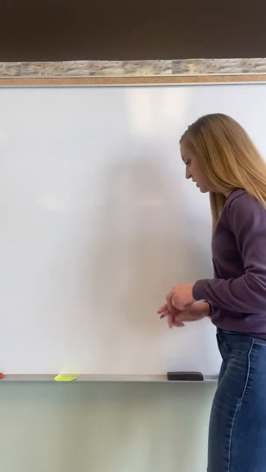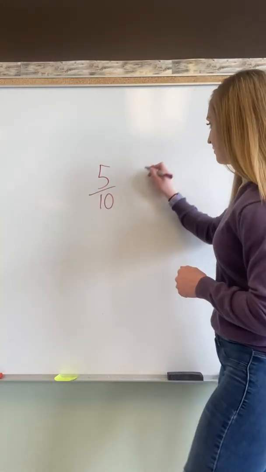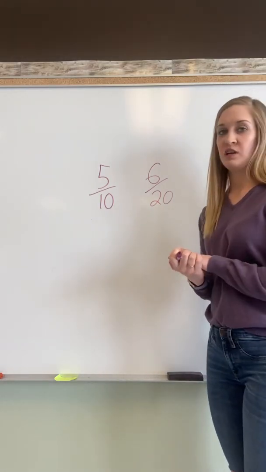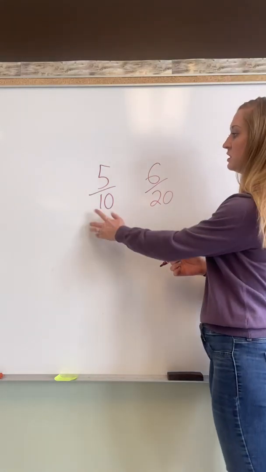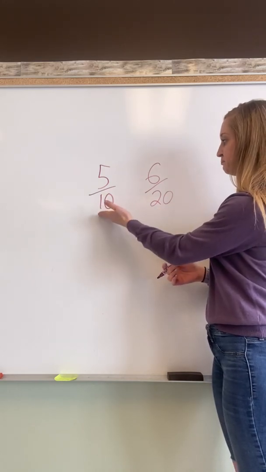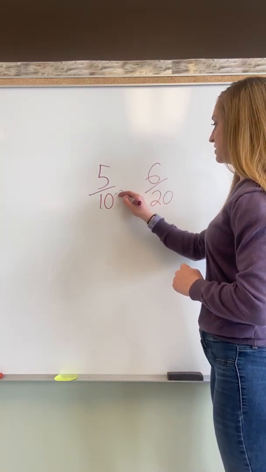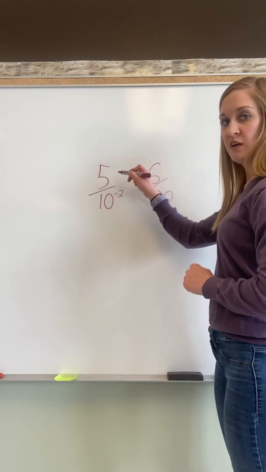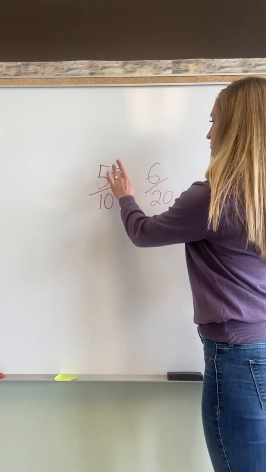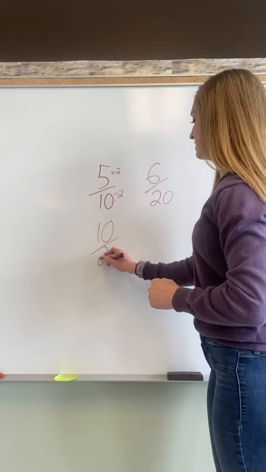I can also compare fractions that don't have the same denominator. So I'm going to compare 5/10 and 6/20. So what I can do here really is I have two options. I can make this denominator 20, or I could make this denominator 10. In this case, I'll make this denominator as 20. So how I do that is I multiply it by 2. What I do to the bottom, I have to do to the top. So I'm also going to multiply 5 times 2. Okay, so 5 times 2 is 10, 10 times 2 is 20.